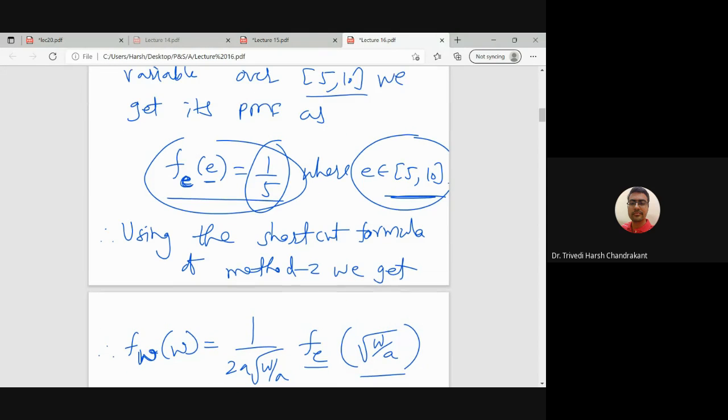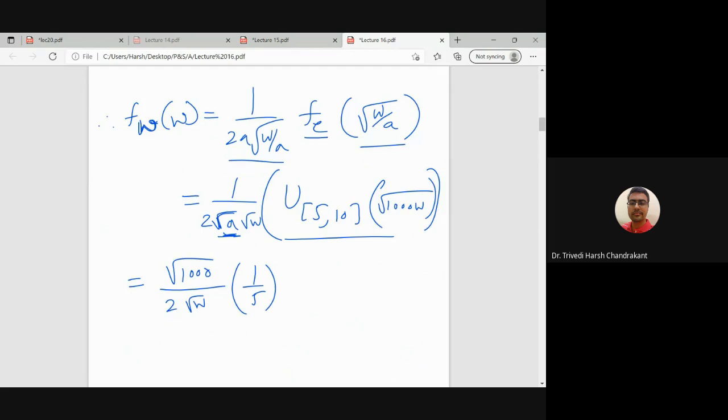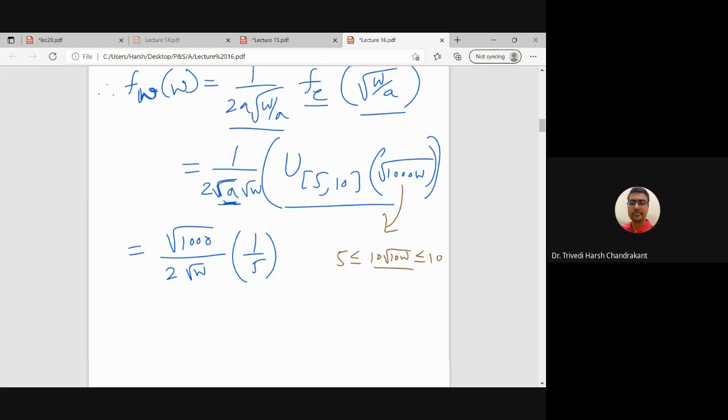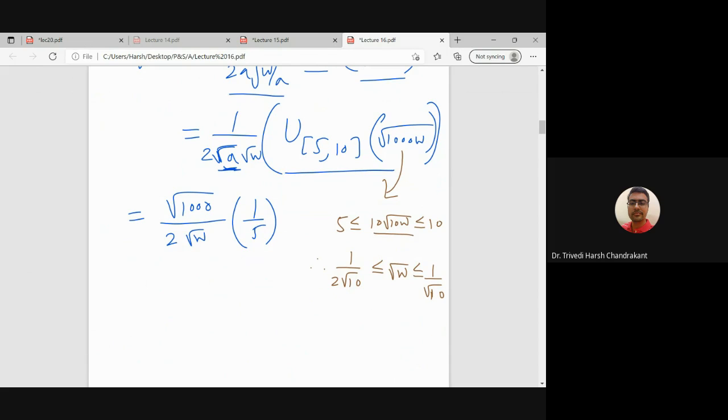But now we need to find the corresponding interval. To find the corresponding interval, we need to take this value in the interval 5 to 10. So that is 5 less than or equal to root 1000w divided by 10 root 10, less than or equal to 10, right? So this interval becomes 1 by 2 square root 10 less than or equal to square root w less than or equal to 1 by square root 10. And then we are actually looking for the interval in terms of w, so we need to square it. So we get 1 by 40 less than or equal to w less than or equal to 1 by 10.